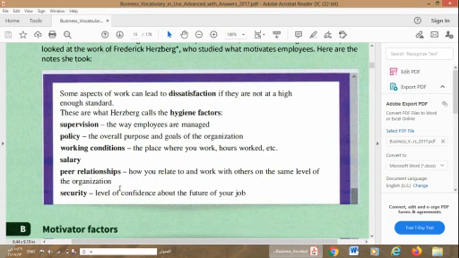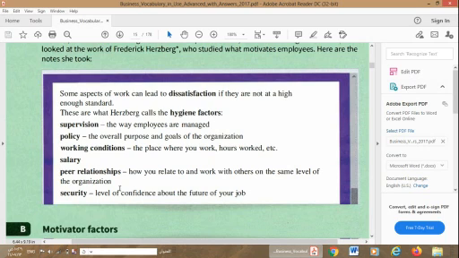Peer relationships, كمان relationships لازم تكون واضحة, how you relate to and work with others on the same level of the organization. And the last one is security, level of confidence about the future of your job. So employees should feel that their job is secure and they are not under the constant threat of being laid off. يعني يفترض كمان يكون في نوع من الأمان.